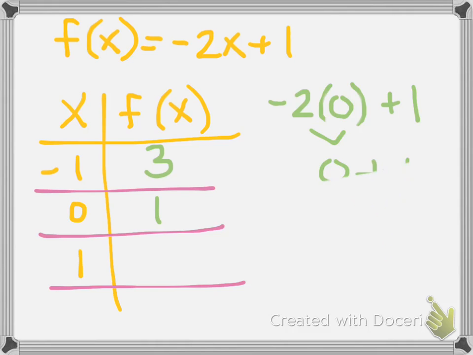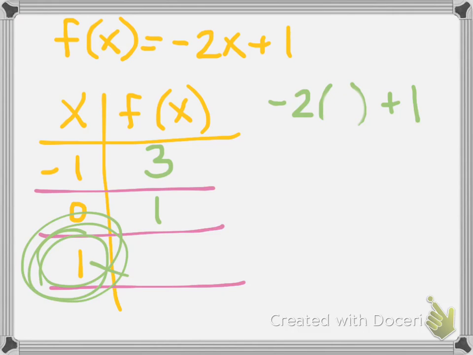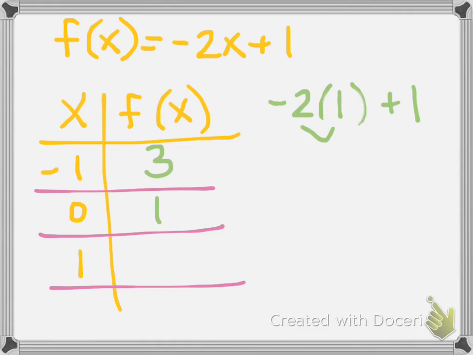The last one I'm going to go ahead and plug in is 1. I can see that value in my table. So I'm just going to grab that out and plug it into those parentheses. And now that I have it plugged in, I just solve out the expression. -2 times 1 is -2, plus 1. If the signs are different, find the difference. -2 plus 1 is -1. That's it. Let's do one more.